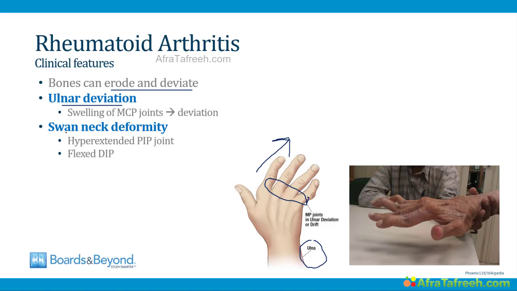Another finding you can see is called the swan neck deformity. This occurs when there's hyperextension of the PIP joints, like I'm circling here, and then a flexed DIP joint, and this gives the appearance of a swan's neck, like you can see in this picture.